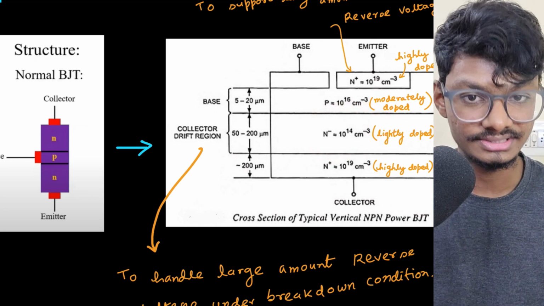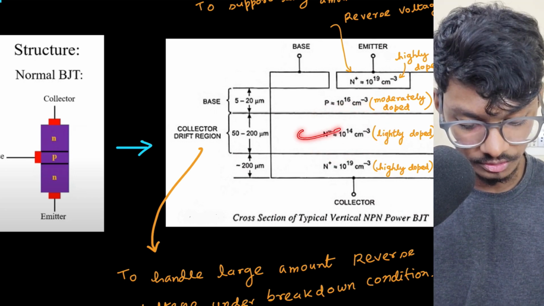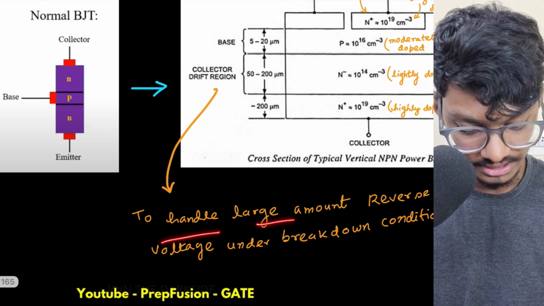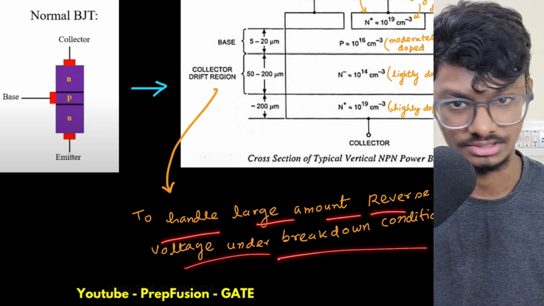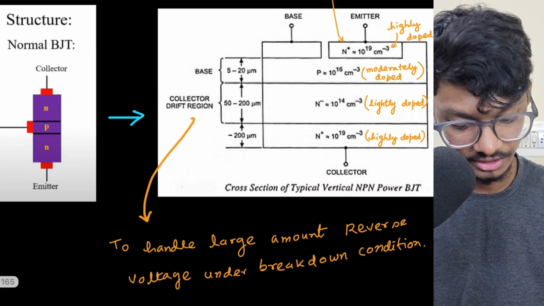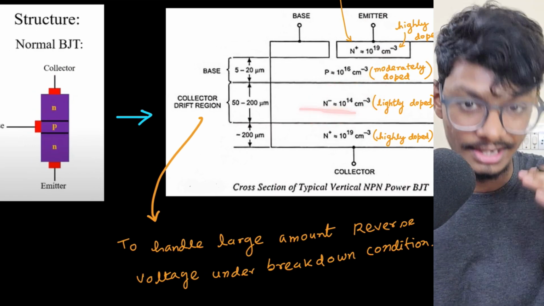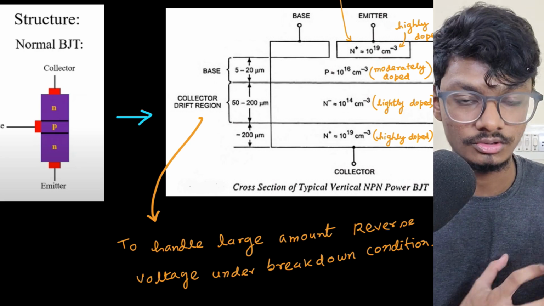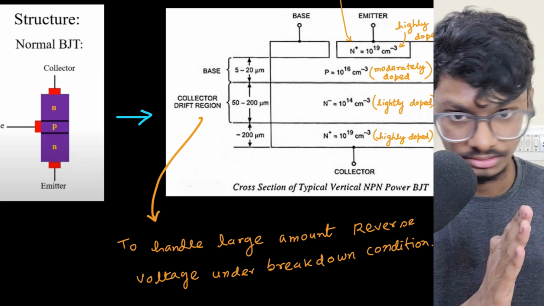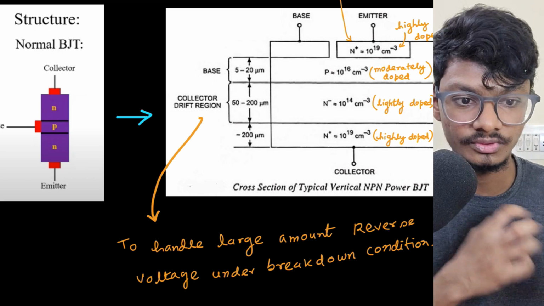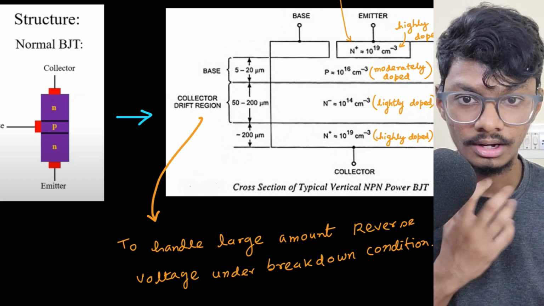Why is this intrinsic layer introduced? This is introduced to handle a large amount of reverse voltage under breakdown condition. Same reason as the power diode. We introduce a drift layer to handle the reverse voltage. So this has a lesser amount of charge carriers, hence the depletion width is larger, longer. Hence we can block large amounts of voltage.